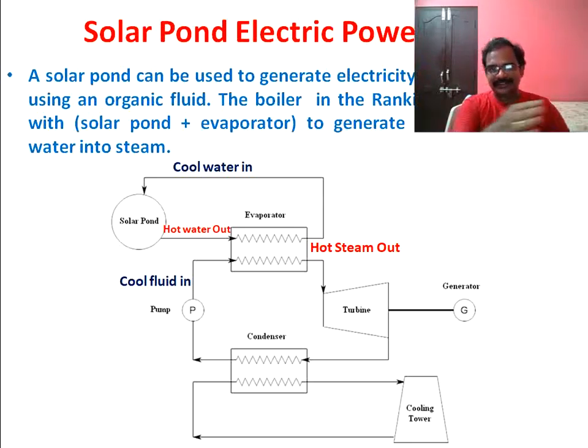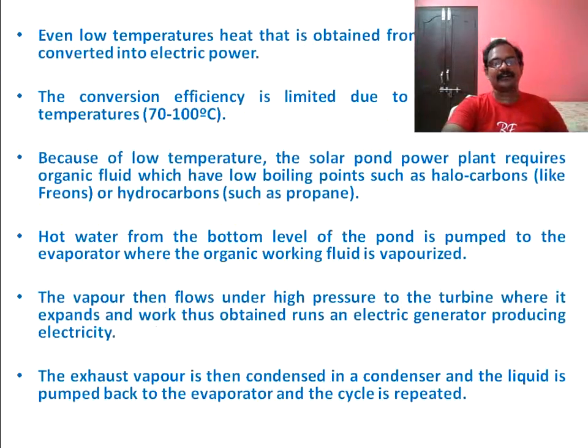The water will be used for collecting the heat from the solar pond, and after giving away the heat, this hot water coming from the solar pond will become cold water. The cold water will be sent again into the solar pond for converting into hot water. That is how the solar pond electric power plant works.